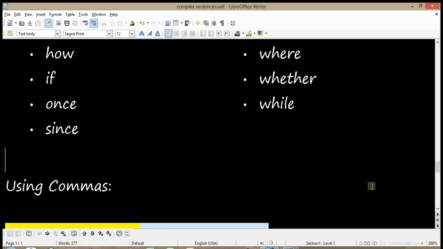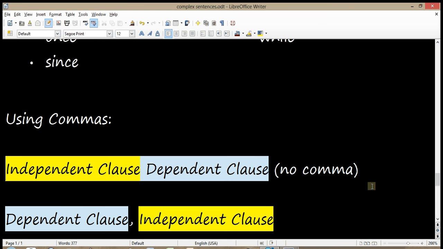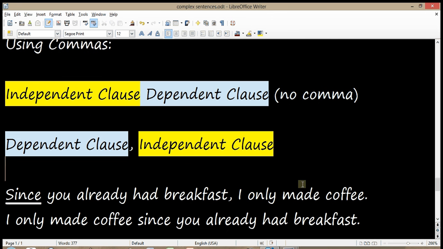And so let's take a look at how we use commas with complex sentences. Okay, there are a couple ways you can do this. You can have the independent clause at the beginning of the sentence, followed by the dependent clause. In this case, you don't need a comma. All right, but if you put the dependent clause first, then you do want a comma, and then that will be followed by the independent clause. Let's look at a couple examples.